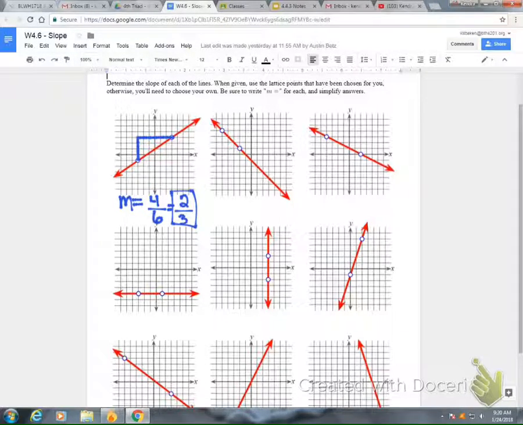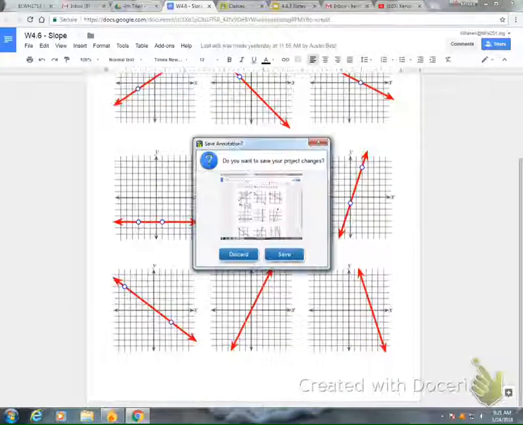Okay? What do you get? I'm just reducing, simplifying. Now, remember, your calculator does it for you, too. If you type in 4, 6 into your calculator, it'll simplify it for you. All right, let's look at one where we have to find the lattice points.